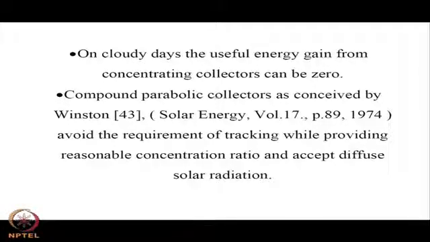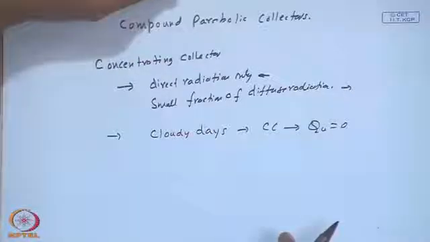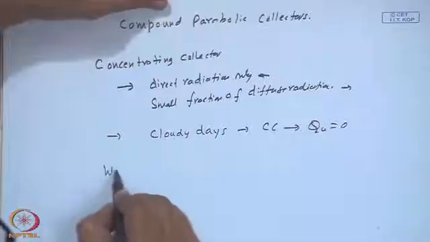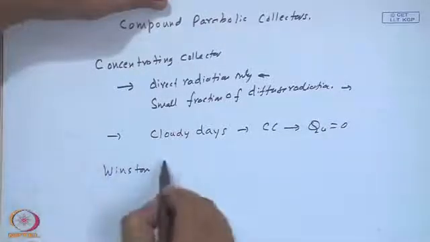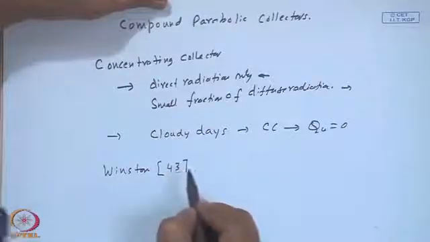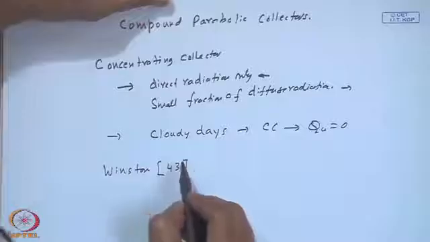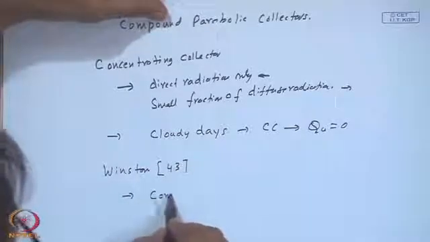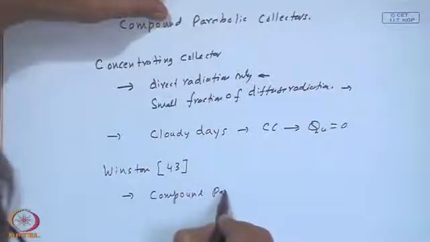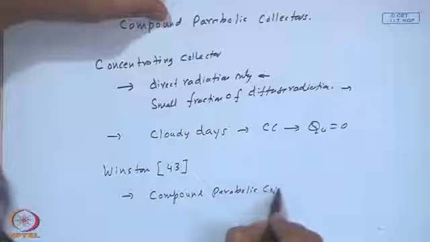The other thing is the disadvantage. On cloudy days, a concentrating collector may give you Qu of 0. If you have a very cloudy day, since it does not accept diffuse radiation, the useful energy gain may be almost equal to 0. So, Professor Winston, as we have given the reference 43 that you can see in the companion notes, conceived the so called compound parabolic concentrators.